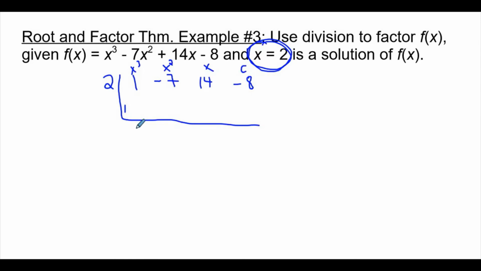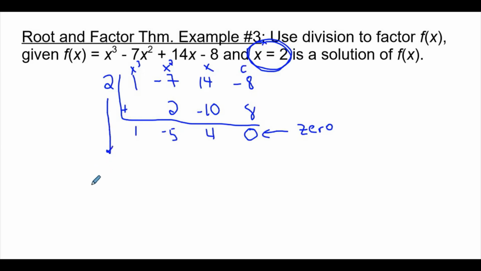So 1 plus nothing is 1, 2 times 1 is 2, -7 plus 2 is -5, 2 times -5 is -10, 14 minus 10 is 4, 2 times 4 is 8, and lo and behold, we get a 0. We kind of knew that because it told us we could use it here. And so this right here, the purpose of this is to tell you that you have a 0, right? That's what that actually means.